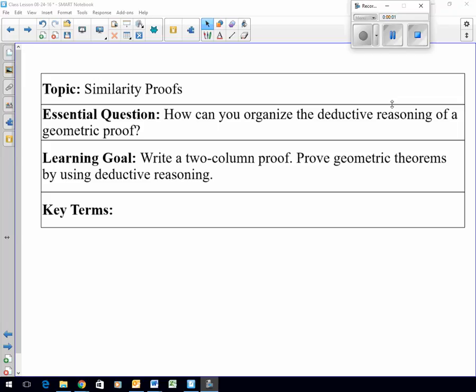Similarity proofs. How can you organize deductive reasoning of a geometric proof? What are we trying to do today? We're going to try and write a two-column proof. We're also going to try and prove geometric theorems by using deductive reasoning.